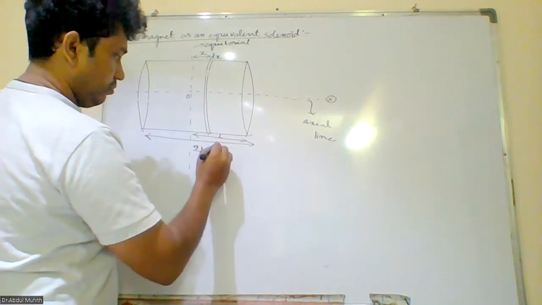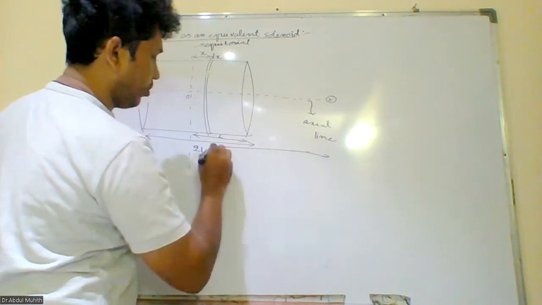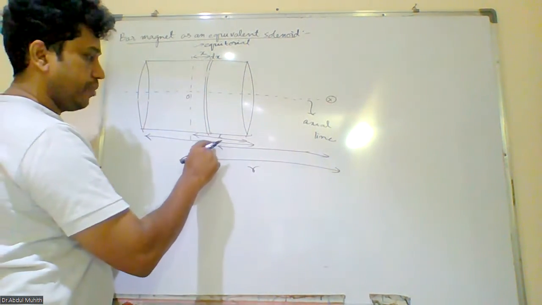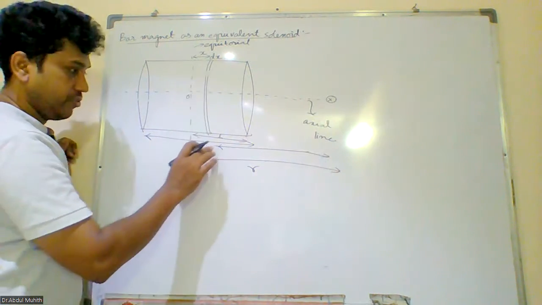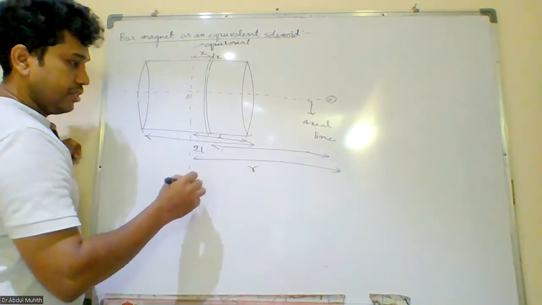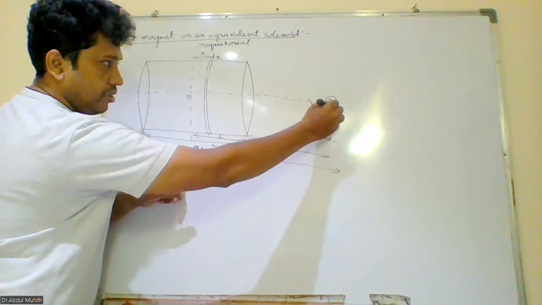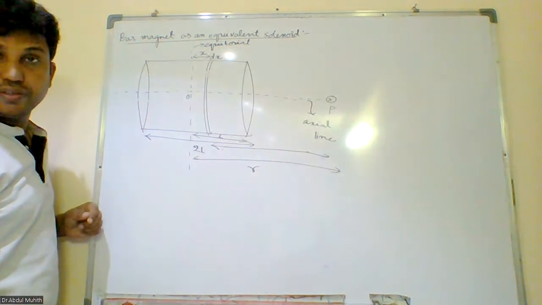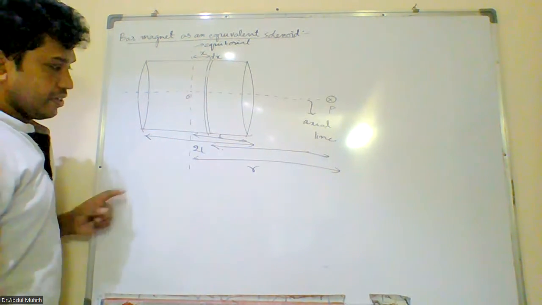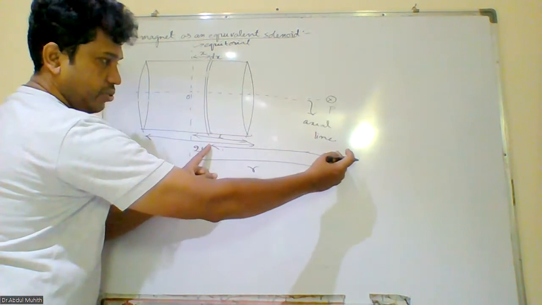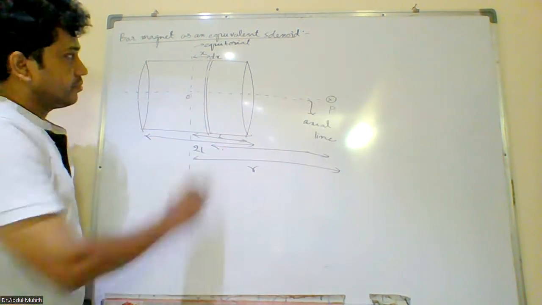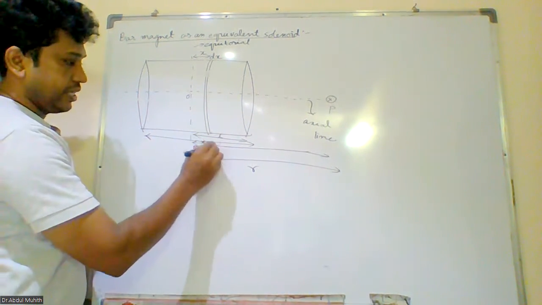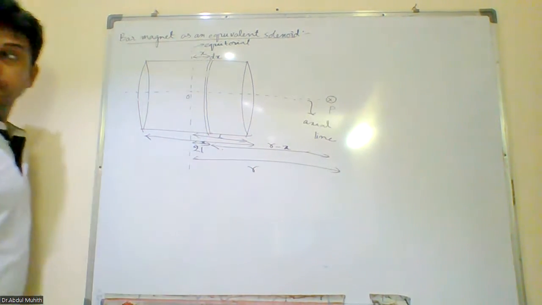Now, from here to this point P, the total length, let it be R. From the center, R. Then you have to remove this x from R. From here to here it is R, and from here to here, how much will it be? R minus x. Here, R minus x.